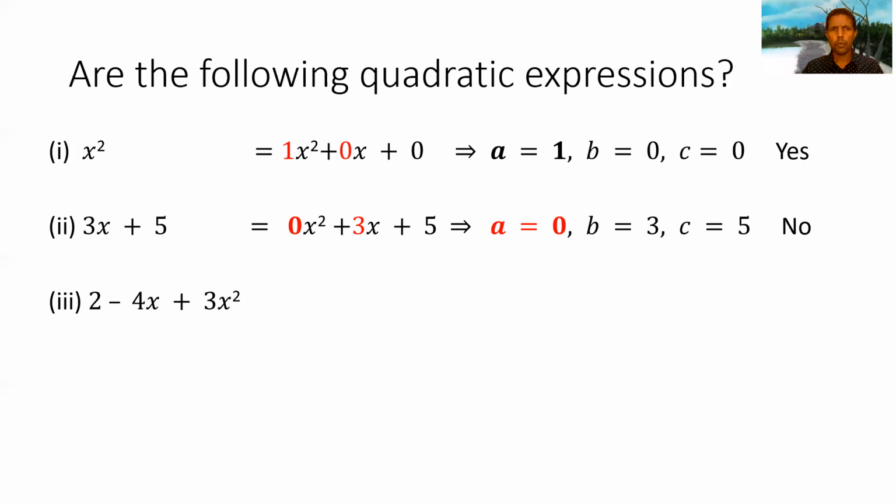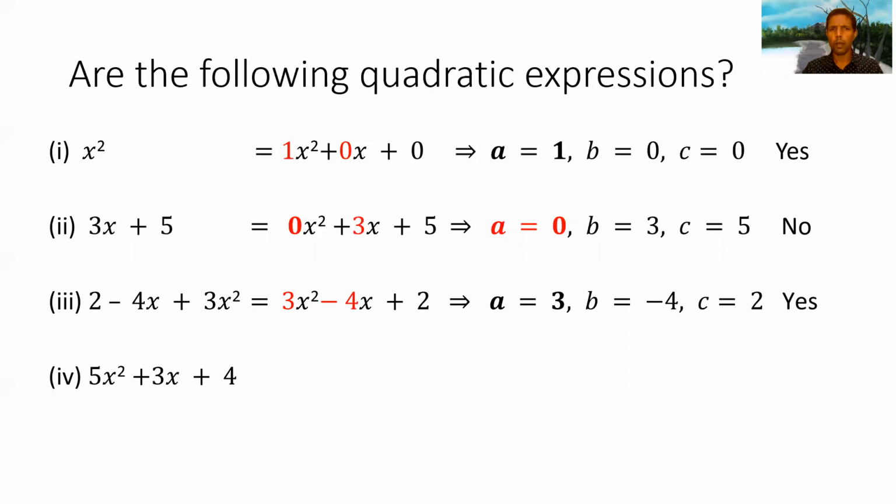Third, 2 minus 4x plus 3x squared can be rewritten as 3x squared minus 4x plus 2. Here, a is equal to 3. Therefore, 2 minus 4x plus 3x squared is a quadratic expression. Fourth, 5x squared plus 3x plus 4. So here, a is equal to 5. Therefore, 5x squared plus 3x plus 4 is a quadratic expression.